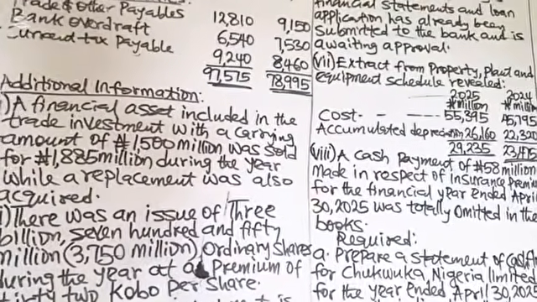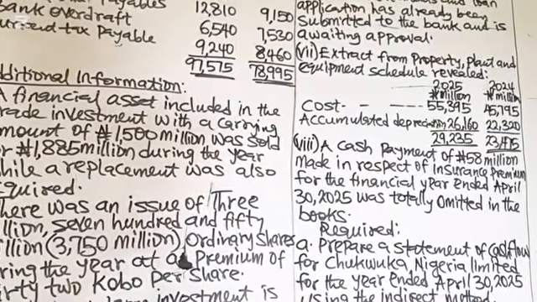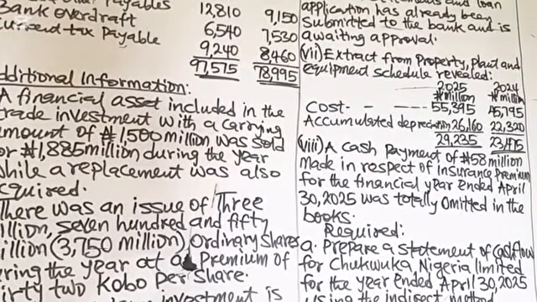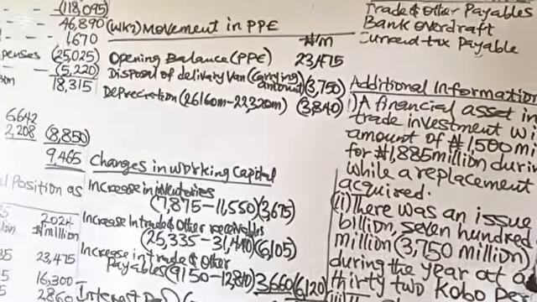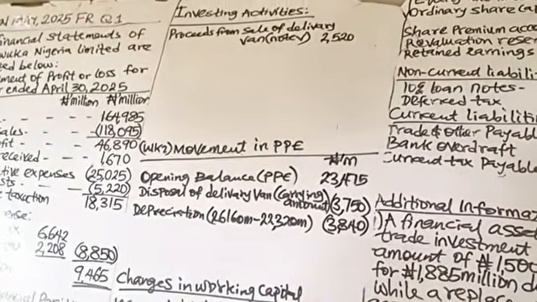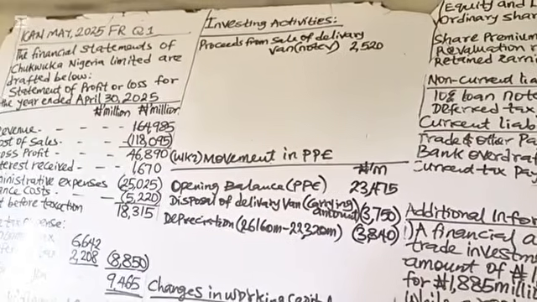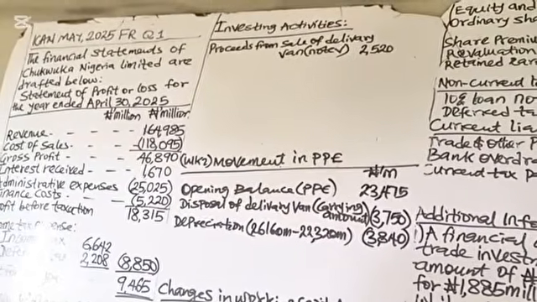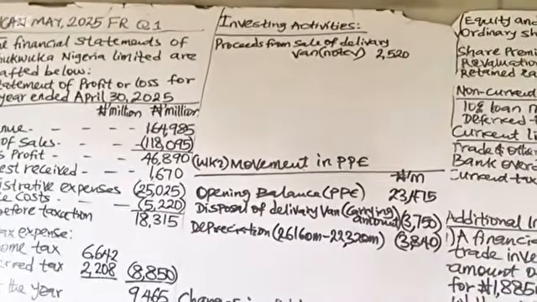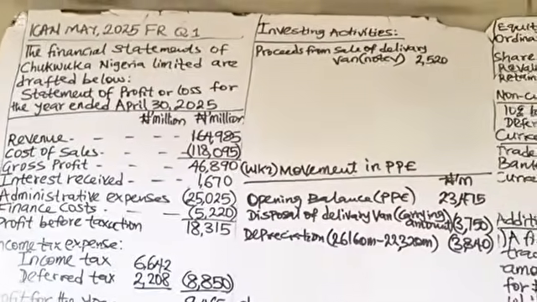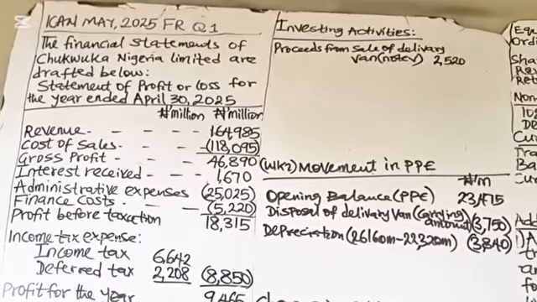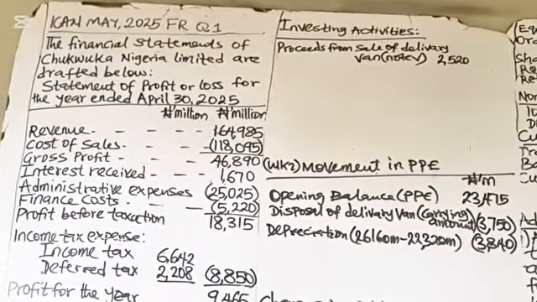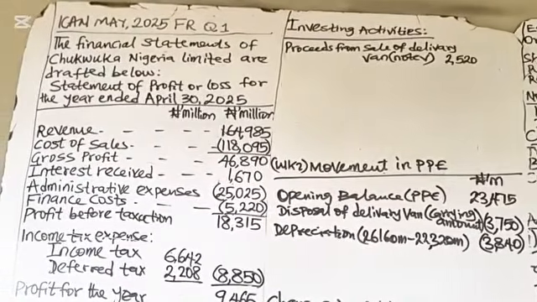After note 7, we have note 8. Note 8, you were told a cash payment of 58 million made in respect of insurance premium. So that is insurance premium paid. So it doesn't have anything to do with the property, plant, and equipment. So we may not need that here. Though, remember, the insurance premium paid has been considered as part of the operating activities.